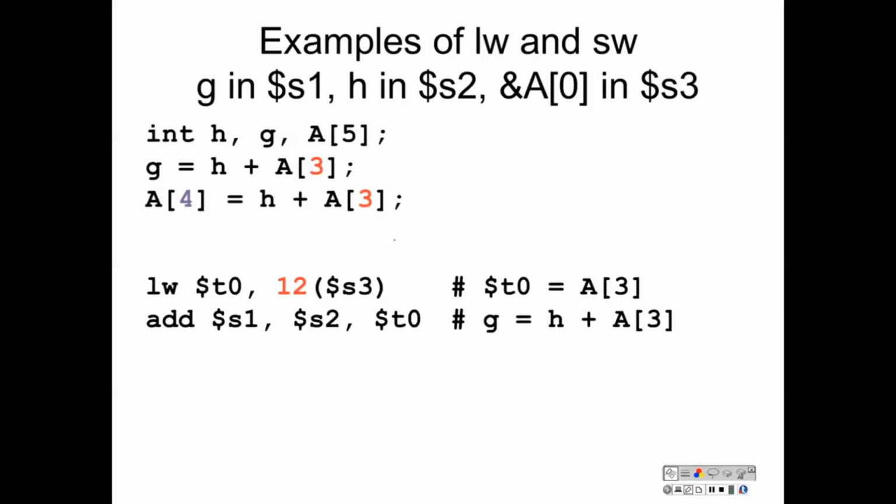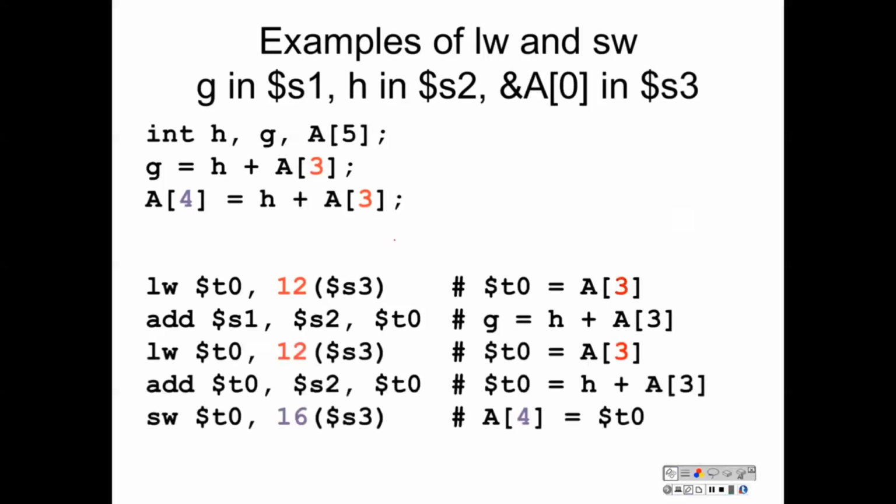The next high-level language instruction is A[4] equals H plus A[3]. Here, we reread A[3] and re-add it to H. These two instructions are actually redundant. In another future video, I'll discuss removing these redundant instructions in order to save execution time.